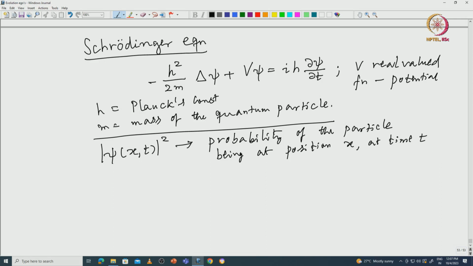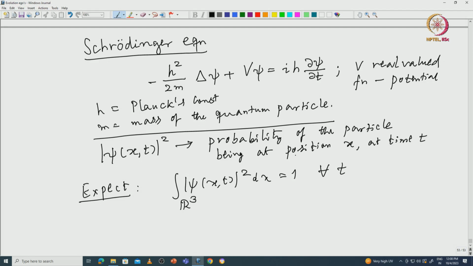Since the particle has to be somewhere, obviously we expect the integral of the modulus square of psi x t to be 1. This is in physical space. Most of my discussion is only in R3, which is the physically relevant case. Of course, mathematically we can do it for any Rn. If initially this wave function satisfies this, it should hold for all t. So, already we should expect a unitary operator. That is already hidden in this physical statement.